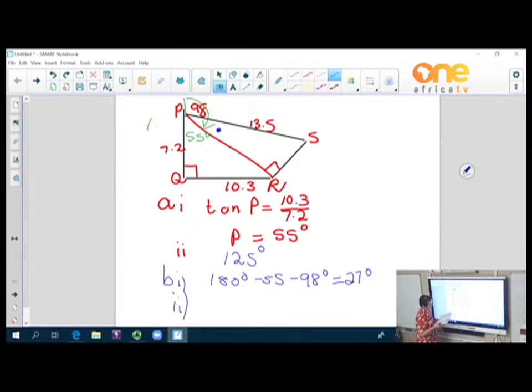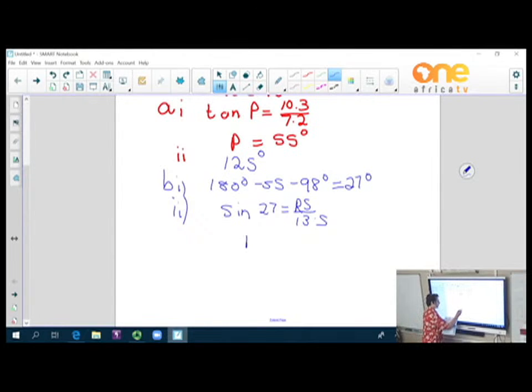And then they say angle PRS is 90 degrees. Calculate the distance RS. So this is a right angle triangle again that I'm using. I know that this angle is 27 degrees. Which function will I be using? Sine. So sine 27 degrees is then equal to RS over 13.5, which is the hypotenuse there.